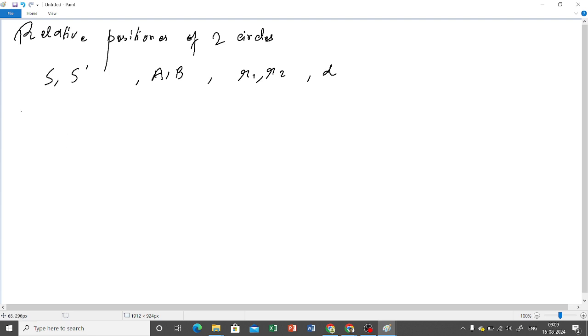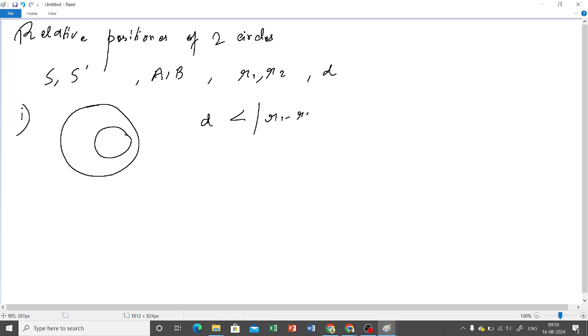Number one: one circle lies completely inside the other circle. That means somewhat like this, but they are non-concentric. So one circle lies completely inside the other if and only if D, the distance between the centers, is less than mod of R1 minus R2.